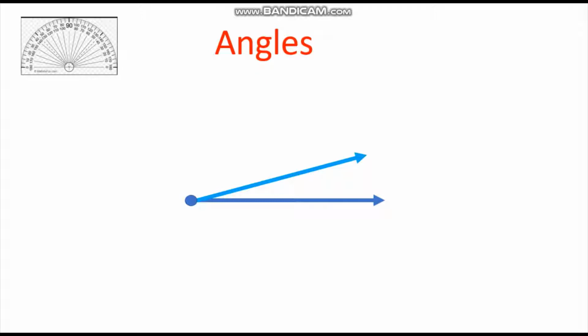Now see children, actually what is an angle? An angle is the measure between two rays which originate from one point. See here, we have two rays. Both the rays originated from one point, isn't it? Suppose this is O and both the rays OA and OB originated from one point, that is O. So this is an angle. This part is known as the angle.